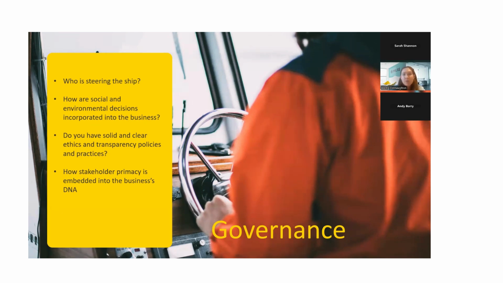So how are social and environmental decisions being incorporated into the business? Does your business have solid and clear ethics and transparency policies and practices? And how is stakeholder primacy embedded into the business's DNA? So, as we said, Milton Friedman, the purpose of a business is to make as much money as possible for its shareholders. We know now he got that wrong. And that's not what you would be taught.